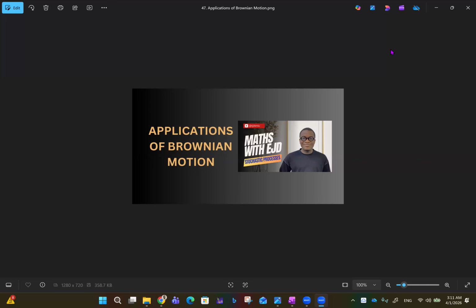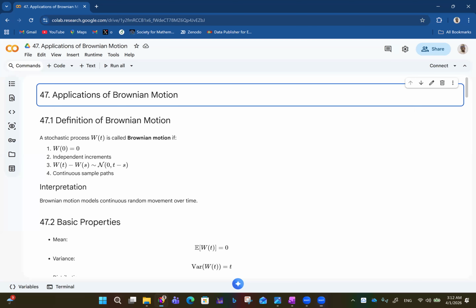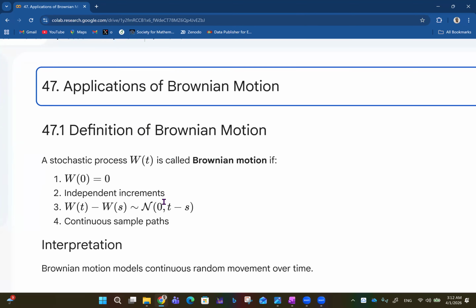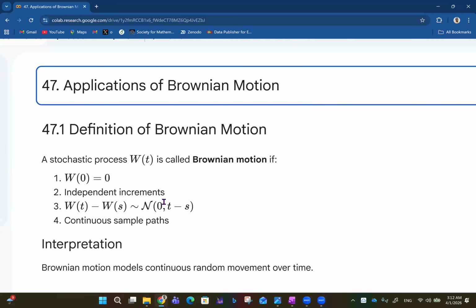Now we turn to the applications of Brownian motion, being the sixth video in the whole Brownian motion series, but under the long playlist for stochastic processes, it will be the 47th there. And of course, you have a lot of light on stochastic processes following these videos.